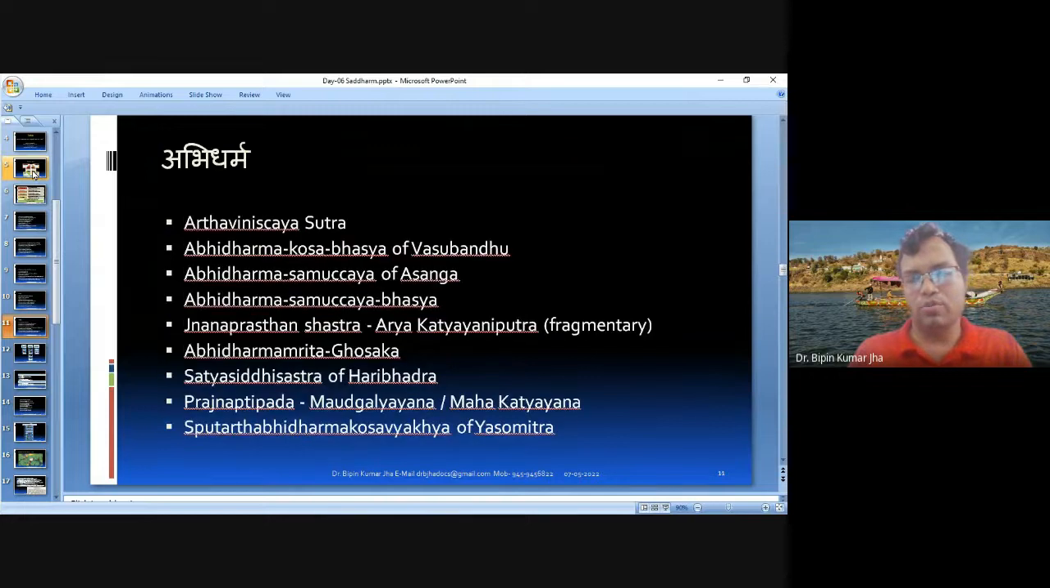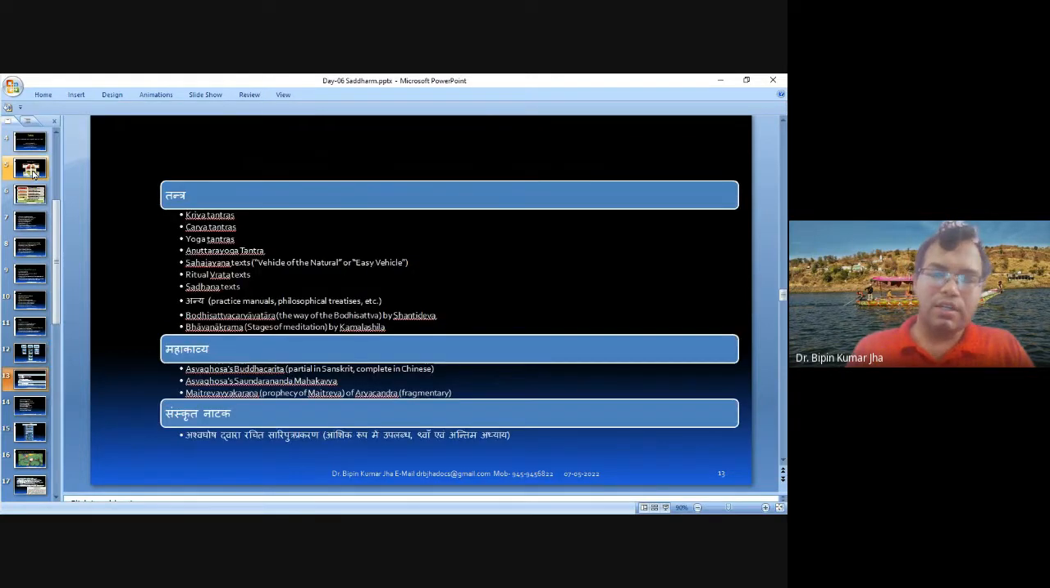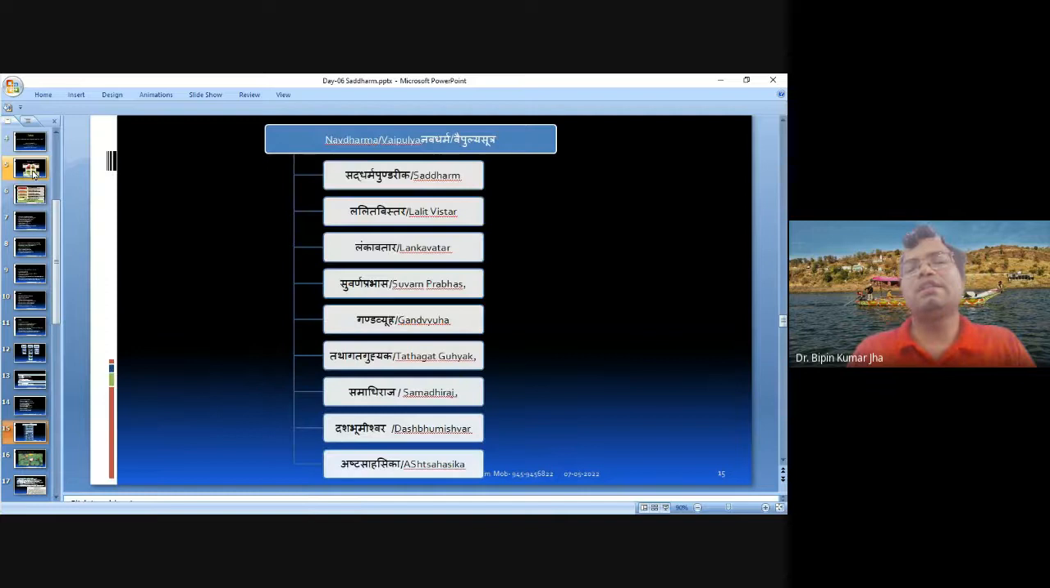And the text we are studying here, the Saddharma Pundarika Sutra, is a good example of hybrid Sanskrit, or Pali-influenced Sanskrit, the Sanskrit which is affected by Pali. Okay, so we are reading that type of text here, and this text, Saddharma Pundarika Sutra, is counted under the Navadharma Vaipulya Sutra.